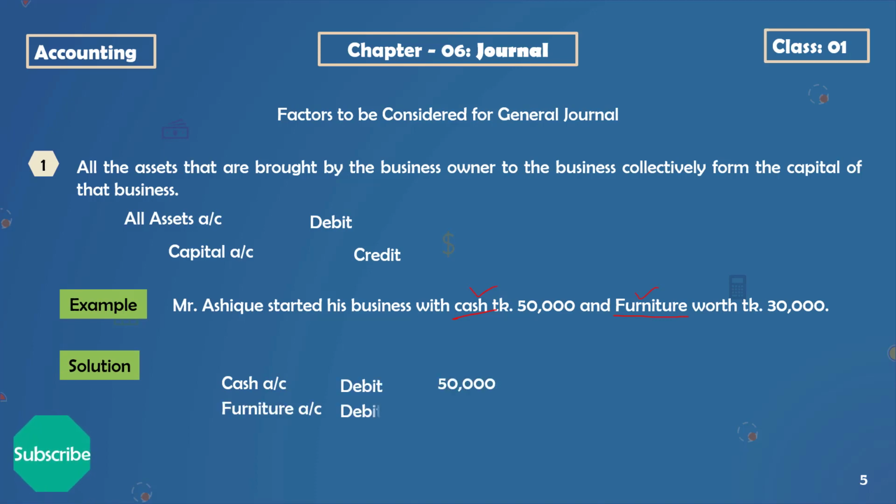So cash account debit, furniture account debit, and capital account credit. So according to our formula, all assets must be debited. So these are the assets and they are debited, and the sum of these assets equals the amount of capital. So they collectively form the capital account, and the capital account must be credited. Okay, understood? All right.